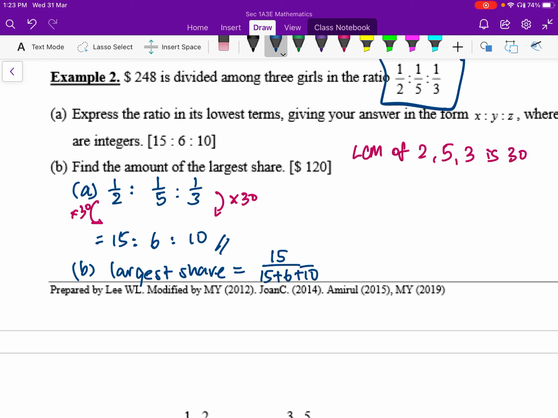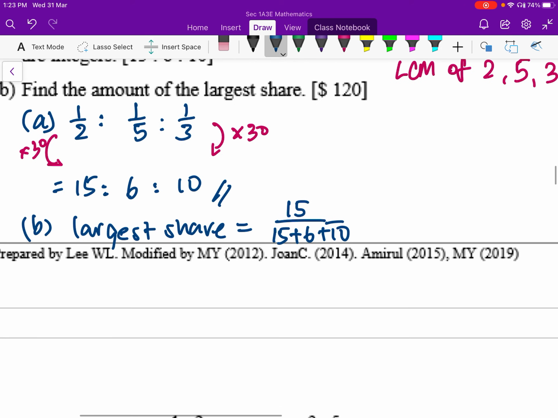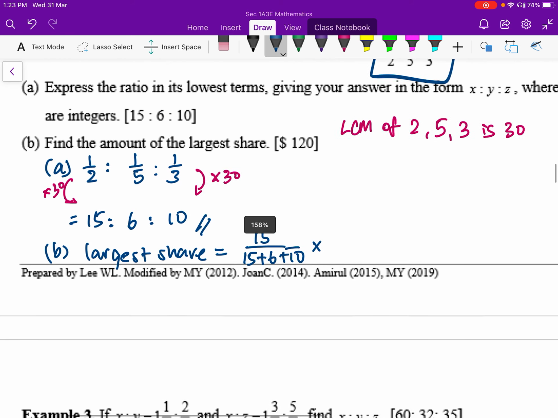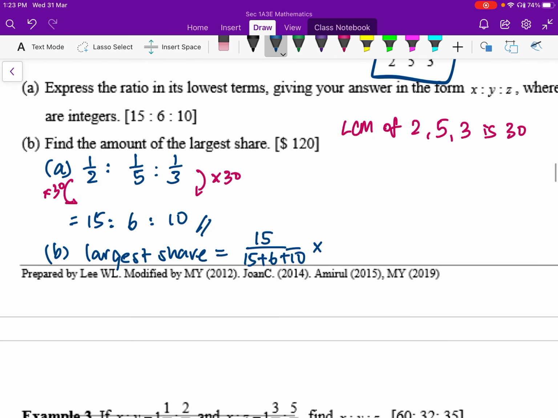Because now this is the fraction. 15 out of the total. Okay, then you multiply this by the entire sum, which is 248. And you get the answer. So 15 divided by 31, okay, times 248. And we get $120. This is one way you can present for the largest share. 15 units out of the total number of units.